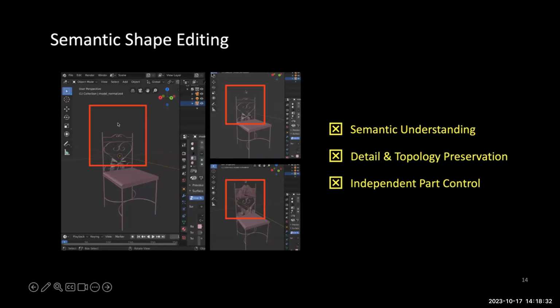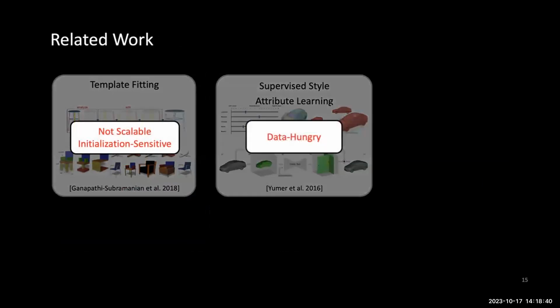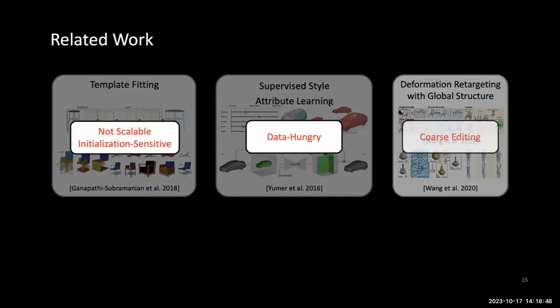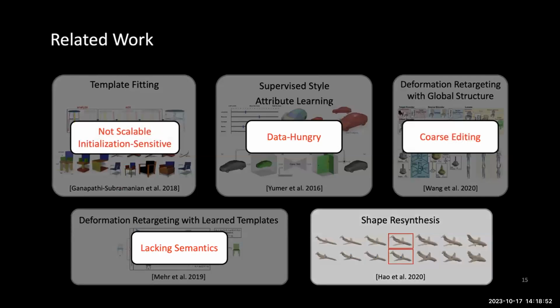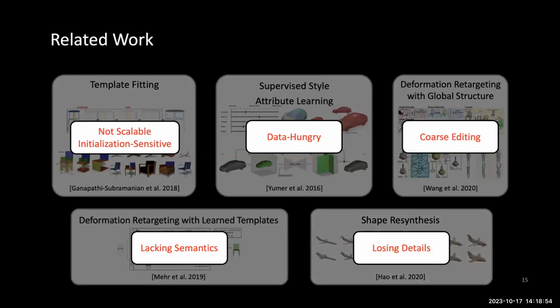There has been lots of prior work in this field. The template fitting methods are not scalable, and they are very sensitive to initialization. Because we don't have enough datasets, data hungry methods that require supervision are not suitable here. And thirdly, for some deep learning based work, sometimes they support only coarse editing, and sometimes the result will lack semantics or lose details.